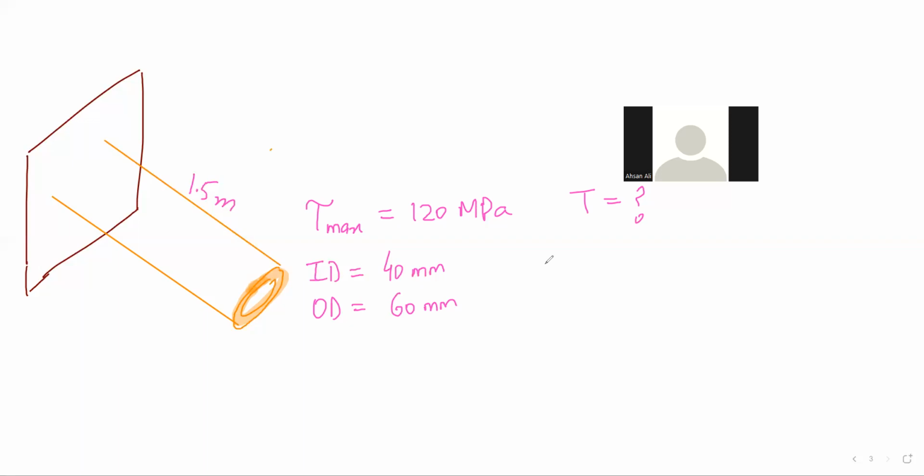You have to remove the center because there is no material at the center, and you also need a piece of paper to solve this. Shear stress is less on the inner surface and more on the outer surface, increasing. Inner diameter is 40 millimeter and outer diameter is 60 millimeter. ID is inner diameter and OD is outer diameter.